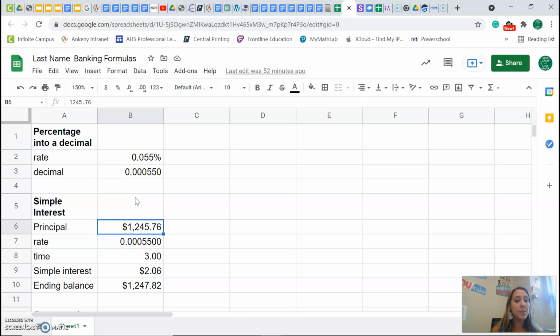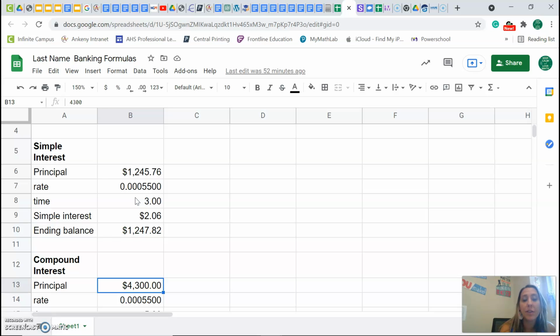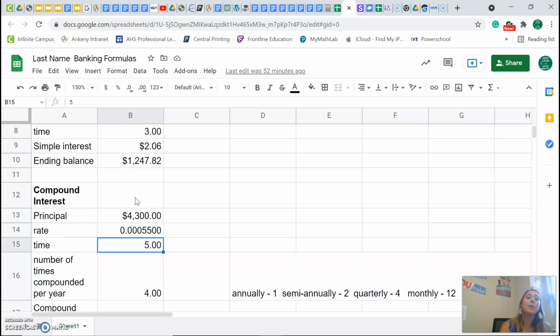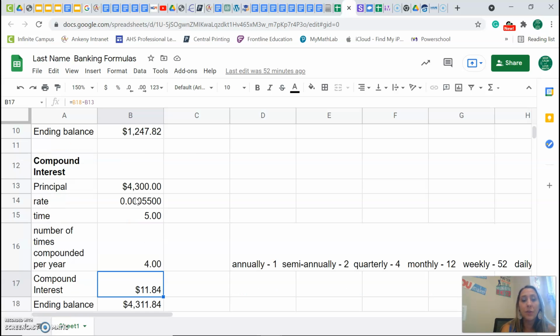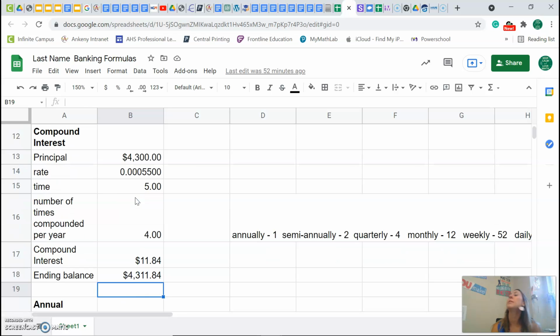I left this as $1,245.76. Same percentage rate because that is equal to that. I did it for 3 years and so forth. And then I did a 4,300 loan, or sorry, 4,300 principal with the same rate, for 5 years, compounded quarterly. So I did 4. And then compound interest was $11.85, and the account ended in that. So if you wanted to get caught up and have the same numbers as me, there they are.